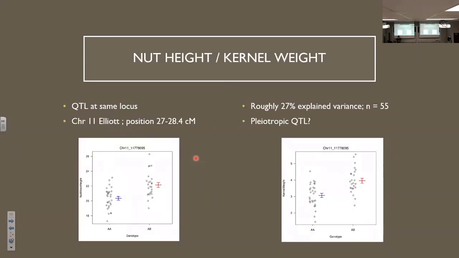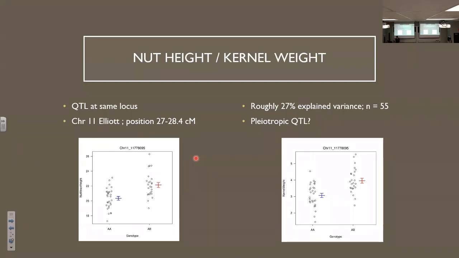Getting into those a little bit more, nut height and kernel weight were found at the same locus on chromosome 11 of Elliott, explaining 27% of the variance. But I do want to state that we know that these are inflated values since we're dealing with a small number of individuals, but the positions of the QTL are still existent. But we're looking at perhaps a pleiotropic QTL here, where we're dealing with two separate traits being controlled by a similar QTL.